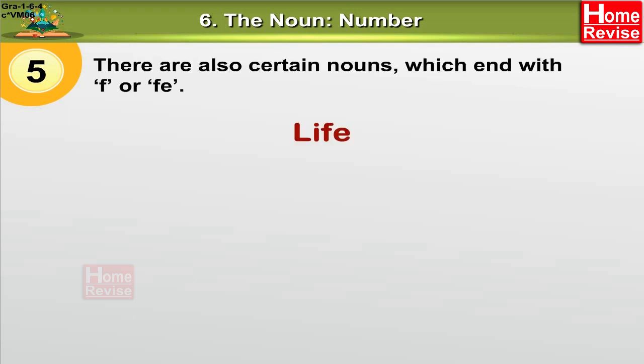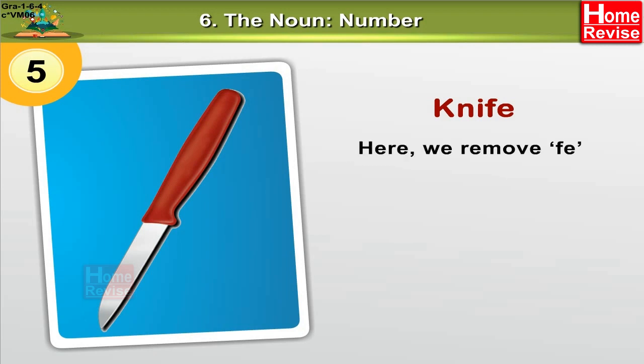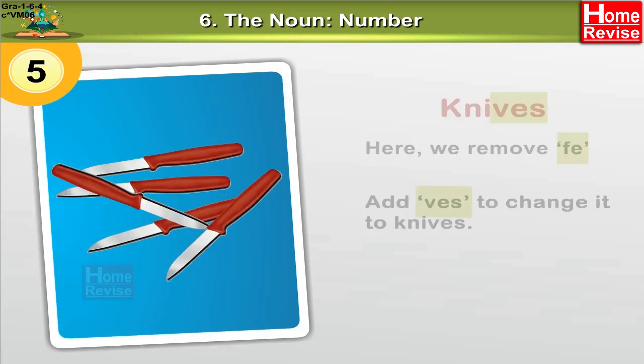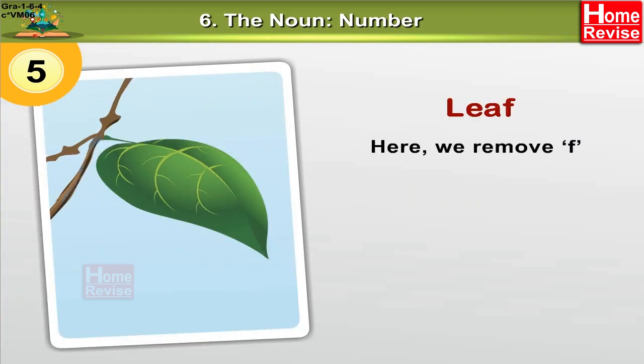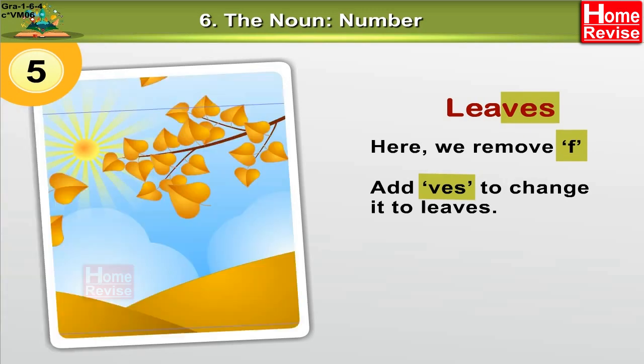Fifth. Now children, there are also certain nouns which end with F or FE. And to make it into plural form, what we do is that we remove F or FE and then add VES. For example, the word knife. Here, we remove FE and add VES to change it into knives. Another word, leaf. Here, we remove F and add VES to change it to leaves.